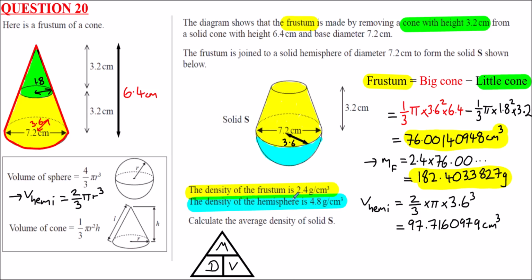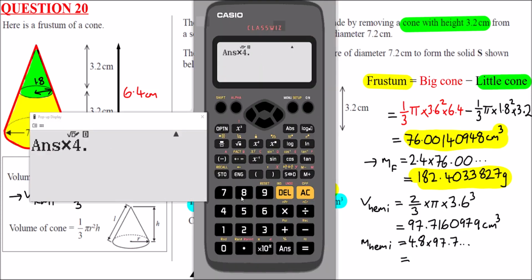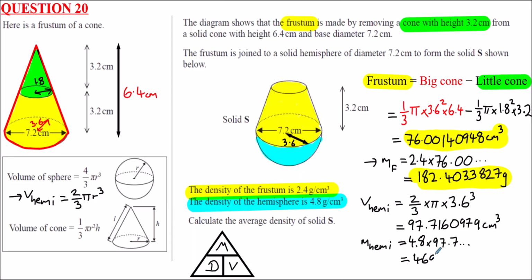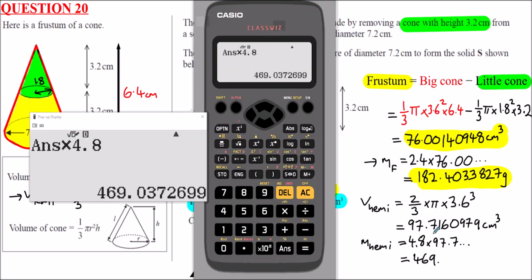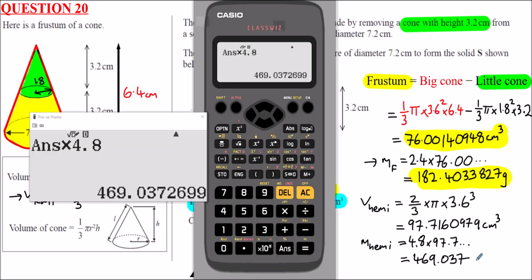And we're also told the density of it. And as before, mass is density times volume. So the mass of the hemisphere will simply be 4.8 multiplied by this 97.7 number. So times by 4.8. And we arrive at 469.037. And the last four digits were 2699.